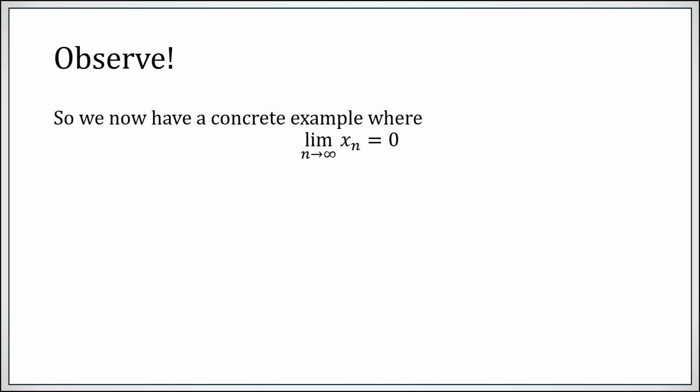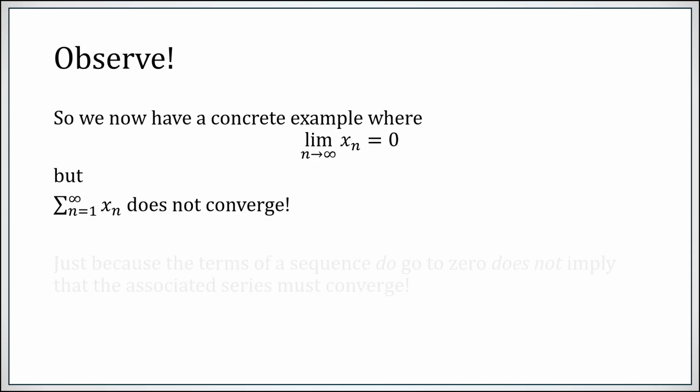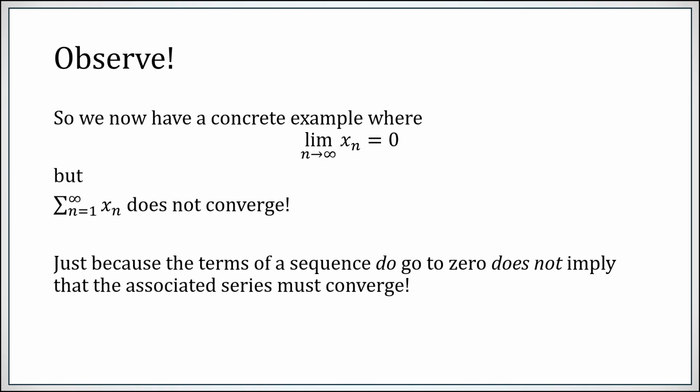So with the harmonic series in mind, observe that we actually have a concrete example where there can be a sequence going to 0, 1 over n does converge to 0, but the associated series does not converge. We have a result that says if a series converges, then the sequence must go to 0. The converse is not true. Just because the terms of a sequence do go to 0 does not imply that the associated series must converge.